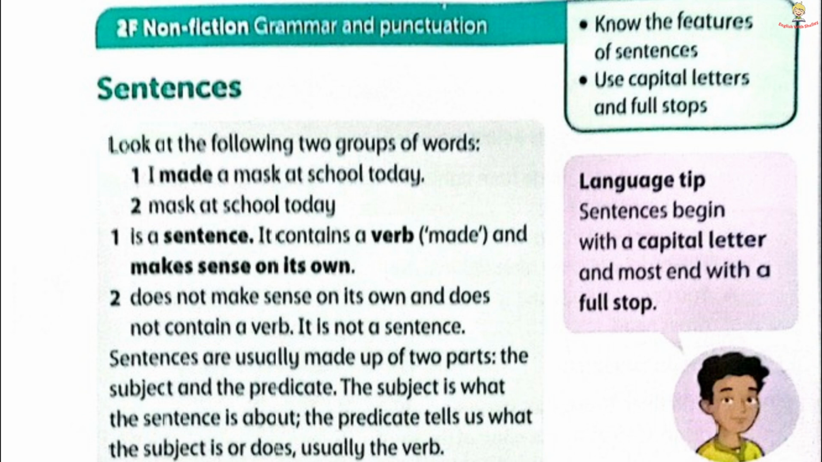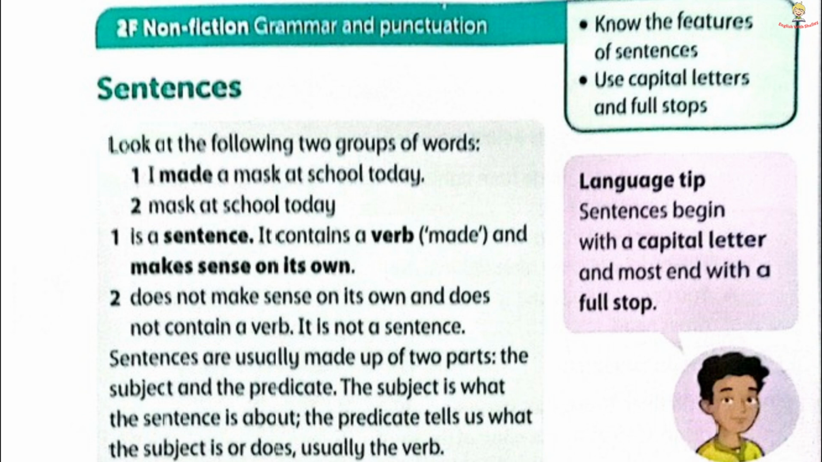Sentences are usually made up of two parts. So there are two parts of sentences, the subject and the predicate. The subject is what the sentence is about. So the subject of the sentence tells us what or who the sentence is about. For example, in the above sentence, I made a mask at school today. Here the subject is I, and the rest of the sentence tells us what the subject is doing.